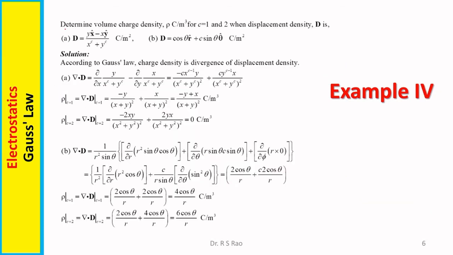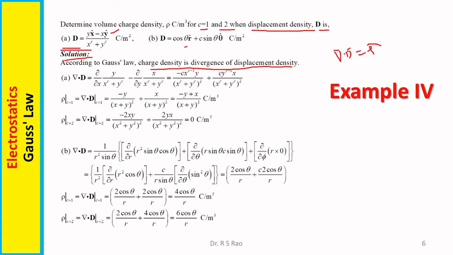Another problem. Determine the volume charge density rho in coulombs per meter cube for C equal to 1 and 2 when the displacement density D is given. The expression for D is given in Cartesian in A, and in spherical in B. This is a simple problem. According to Gauss law, charge density is the divergence of displacement, del dot D equal to rho. This is the basic relation which we are going to use here.